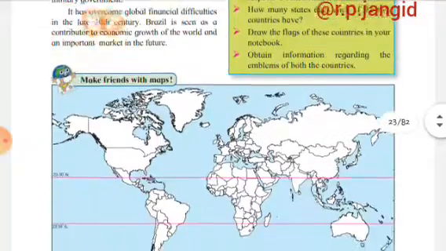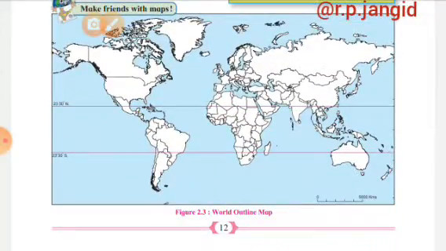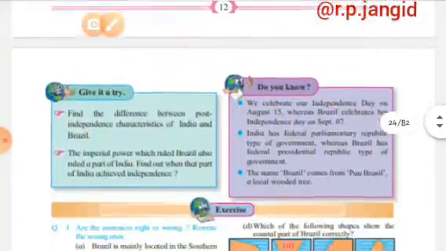You can easily understand what is explained in this chapter, and now in the next lecture we are going to start with the third chapter of our geography.